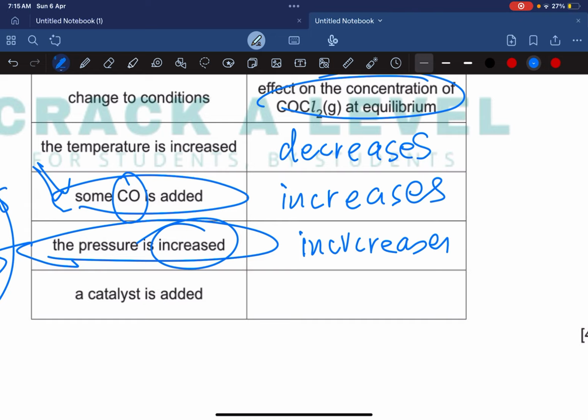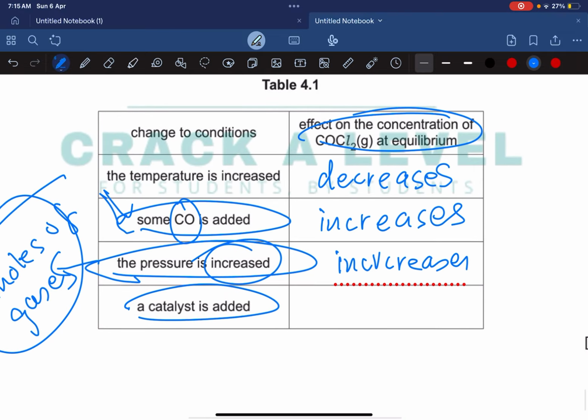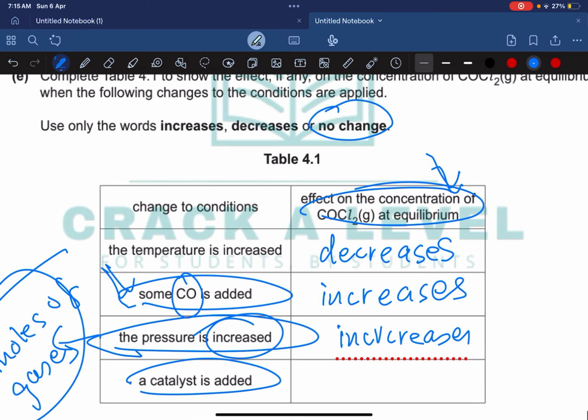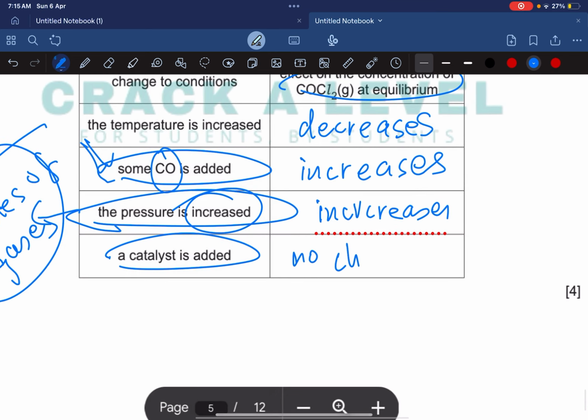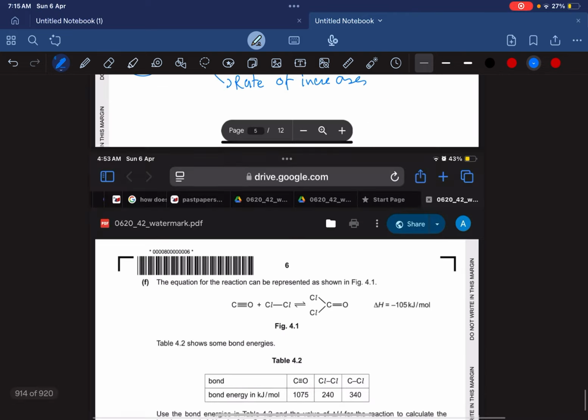Now the other thing over here is that a catalyst is added. Always remember, catalysts do not affect the concentration of the products or reactants at equilibrium, so we're going to use the third option, which was no change. A catalyst does not affect the position of the equilibrium. A catalyst only affects the rate of reaction. If we add a catalyst, the rate increases but not the position of the equilibrium.